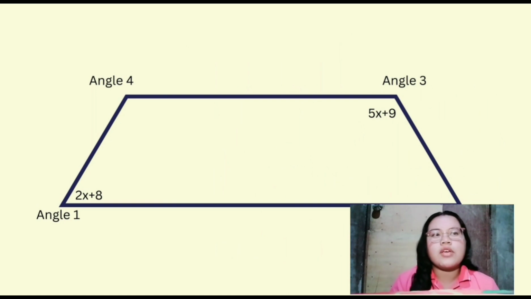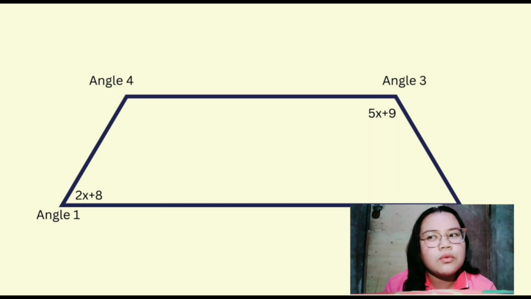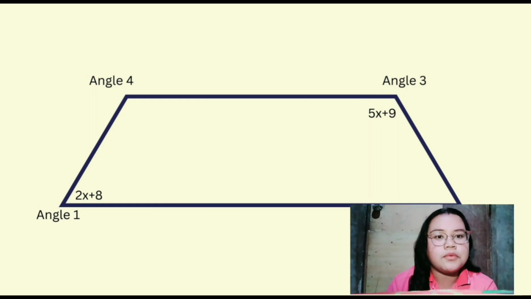So we have here a figure. In our figure, we have a trapezoid with angle 1, angle 2, angle 3, and angle 4. For our given, angle 1 is 4x plus 8, while angle 3 is 2x minus 12, and each is equal to 180 degrees. For us to get the measure, we equate it to 180 degrees. To identify how many obtuse or acute angles are in our trapezoid, we have to get the measure of each angle first, to know if it is acute or obtuse.